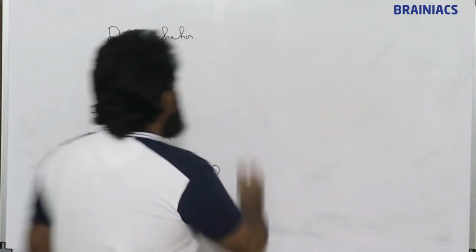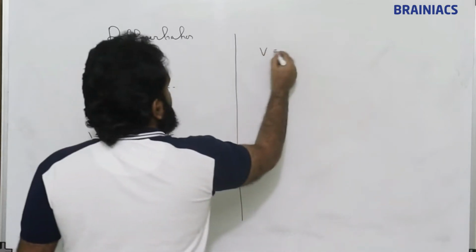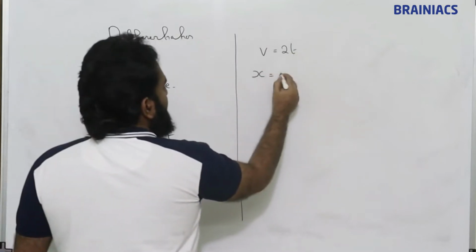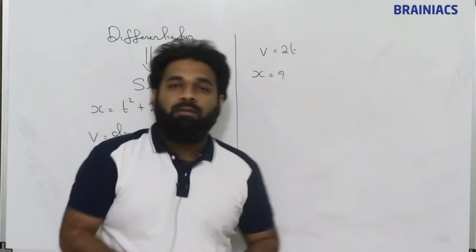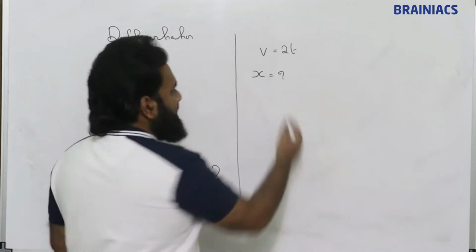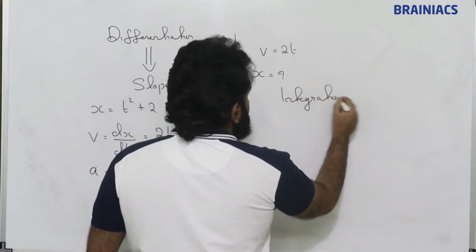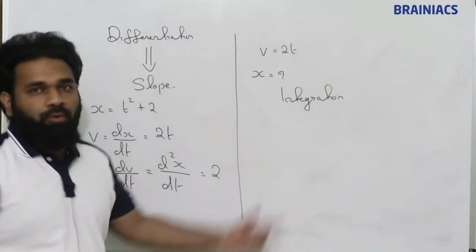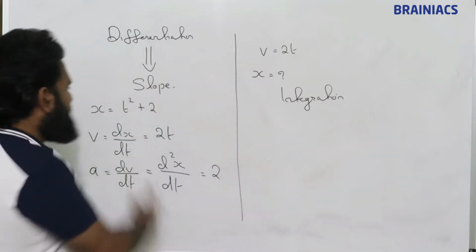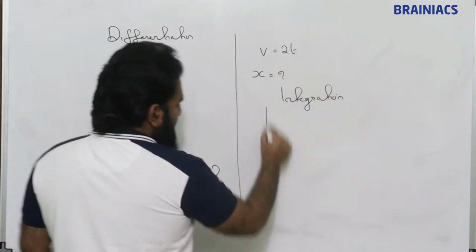Okay, now suppose we get velocity v is equal to 2t, and we need to find displacement or position. What is the way? Here integration helps us. Now if differentiation is slope, what is integration? Let's see.